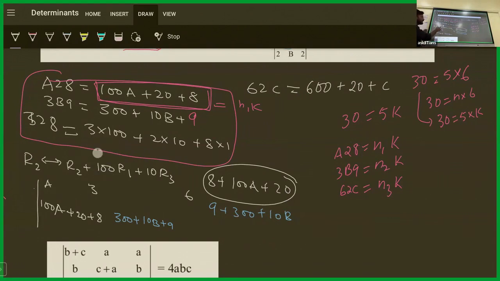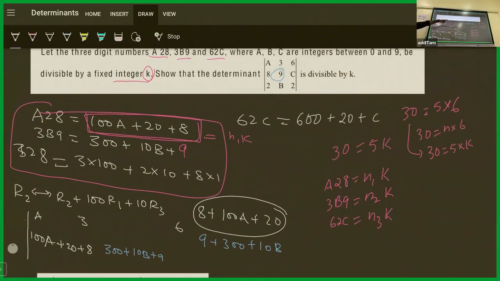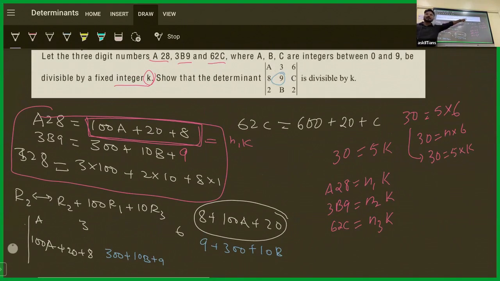So guys, can you tell me now the third element of R2? What's the third element of R2? Third element of R2: C plus 100 times 6 plus 100 plus 20. समझ नहीं आ रहा. अरे देखो, सिंपली पहले देखो.